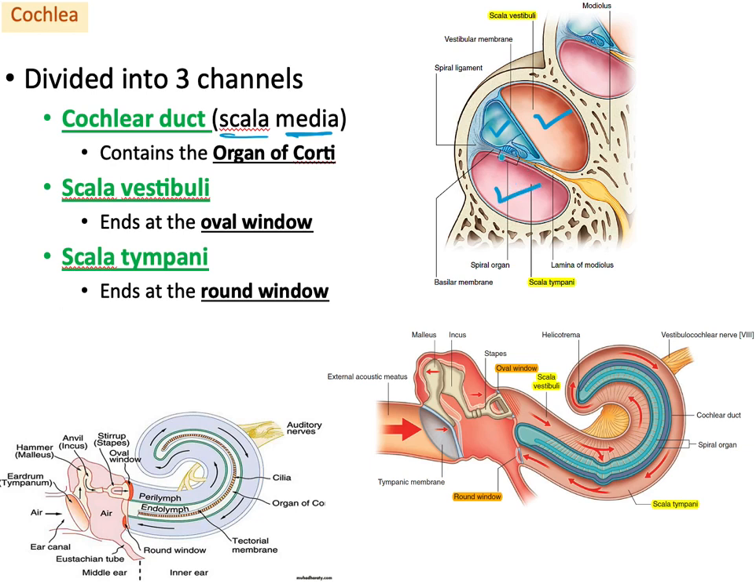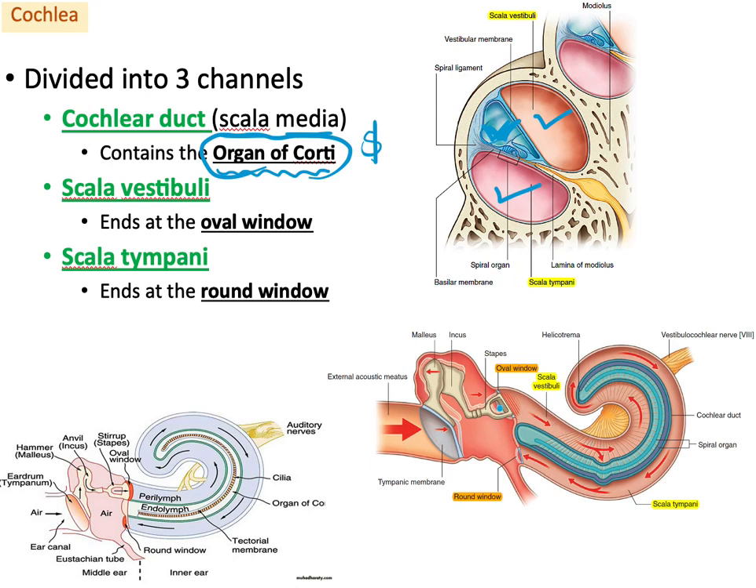So the cochlear duct, this duct or scala media, contains a very important structure, which is the organ of Corti. This is very important. So the organ of Corti is located in the cochlear duct, right? In the cochlear duct. Now, scala vestibuli, it ends, as you see, look at the cochlea, for example, one turn of cochlea, the first or basal one.